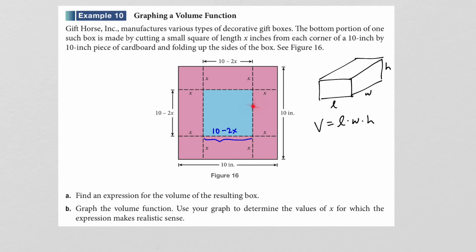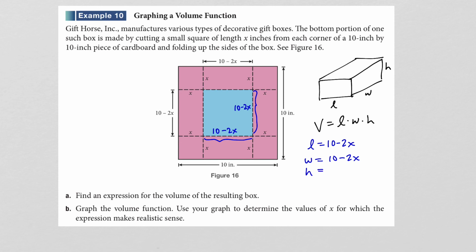We can also find the length of this side by doing the same thing. We have a total length of 10 inches, and if we subtract x here and subtract x here, the length of this side is also 10 minus 2x. So the length of this box is 10 minus 2x. The width of this box is 10 minus 2x.